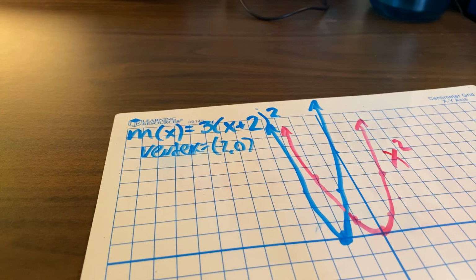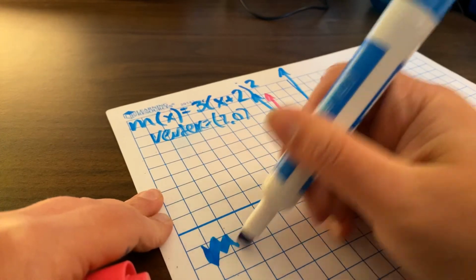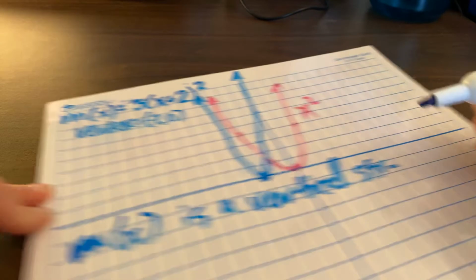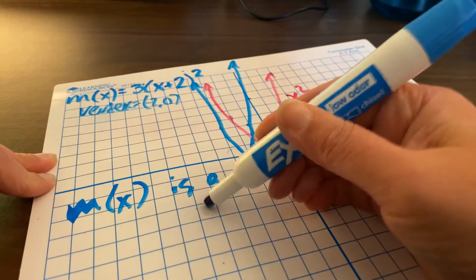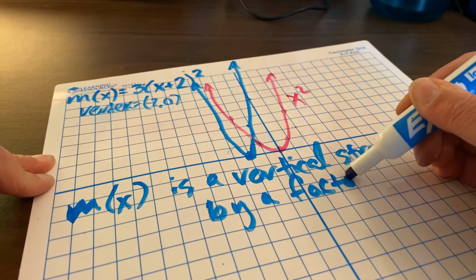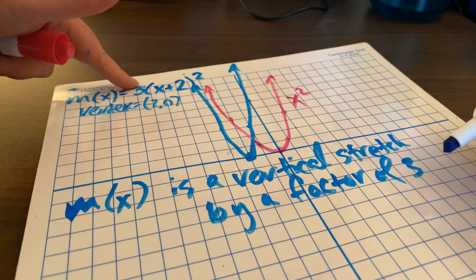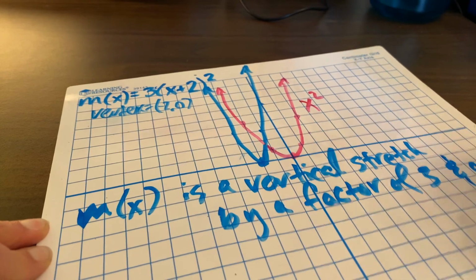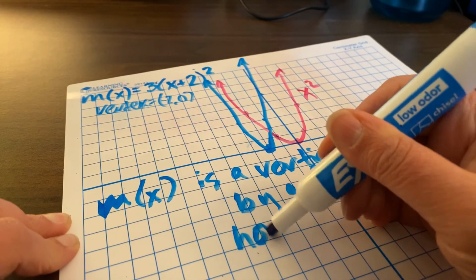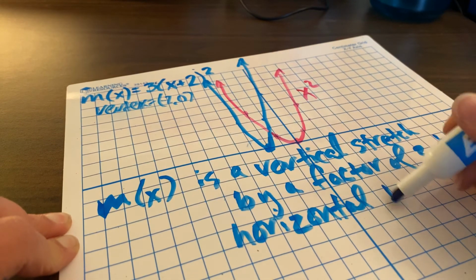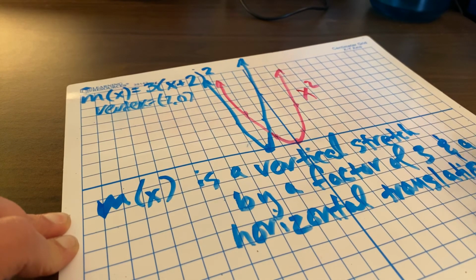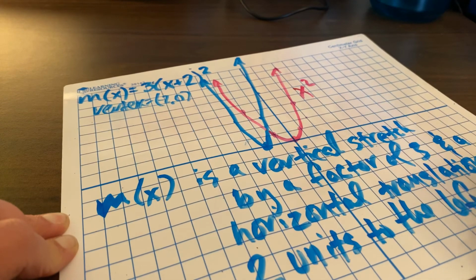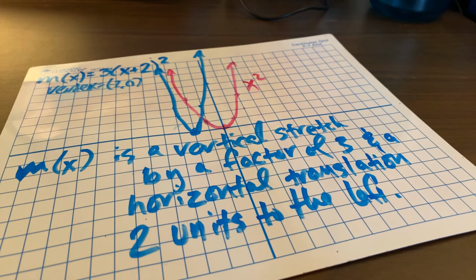How do these two compare? m of x is a vertical stretch by a factor of 3, because of the 3 in front of the x plus 2 squared, and a horizontal translation 2 units to the left. Horizontal translation, 2 units to the left.